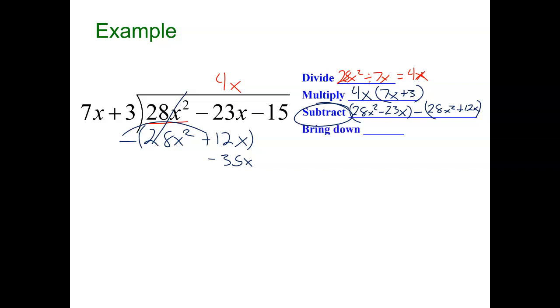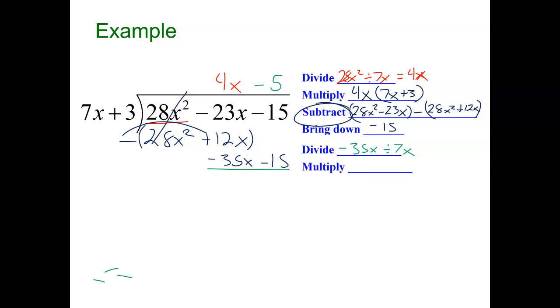Next step is to bring down. We're going to bring down the negative 15. And then we repeat the process. We're going to divide again. But now I'm not focused on this polynomial anymore. I'm focused on this one. So what do we think we're going to divide now? I'm going to divide by 7x, but what's getting divided by 7x? Negative 35x. Negative 35x will be divided by 7x, which gives me a quotient of what? Close. Negative 5.